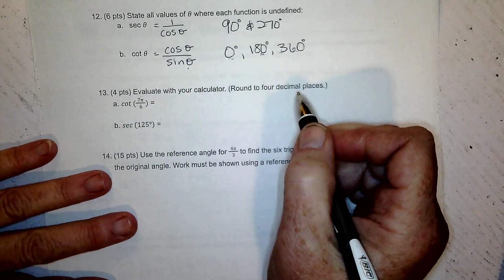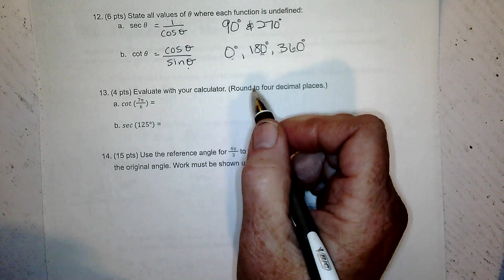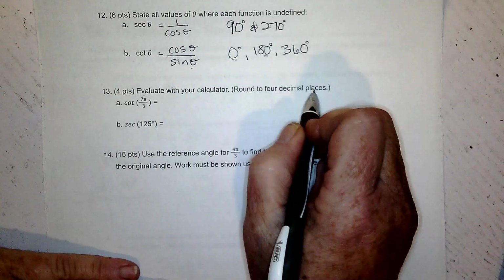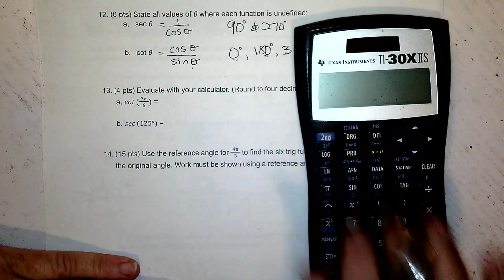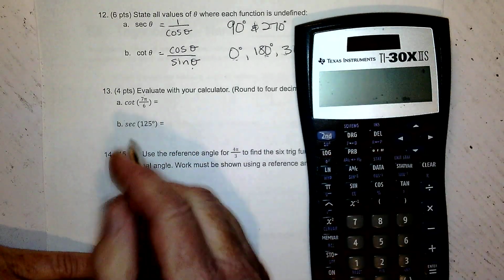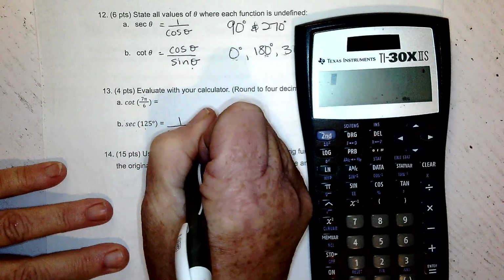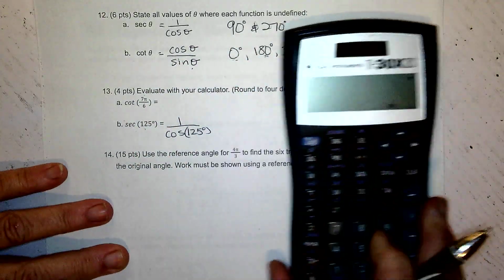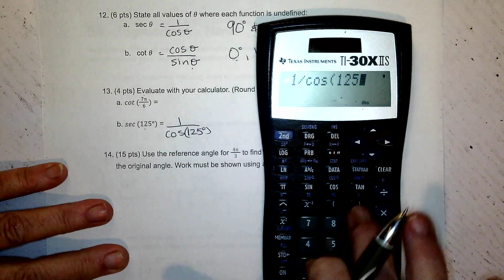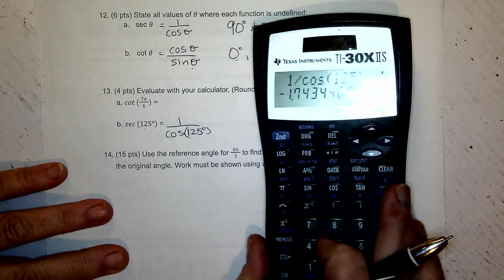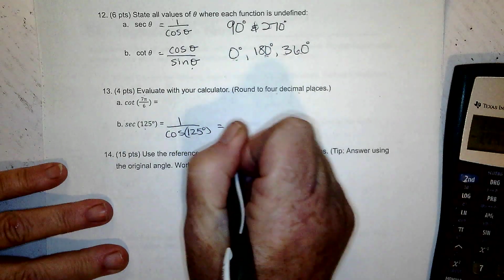Evaluate with your calculator. Good Lord have mercy. It's this one, oh my gosh, I had to do shots at the time. Round to 4 decimal places. So that means only use your calculators. So calculators commence. I'm already in degrees, so I'm going to use degrees. I'm going to do this one first. Secant is the same thing as 1 over cosine of 125 degrees. So I'm going to put 1 divided by cosine 125 equals negative 1.7434. Round to 4 decimal places.